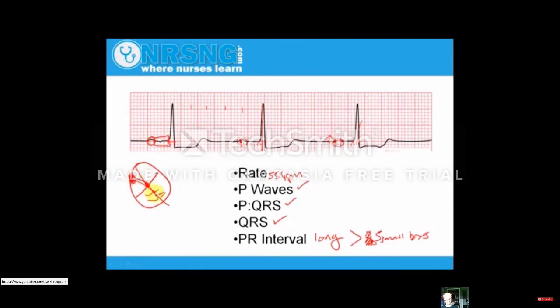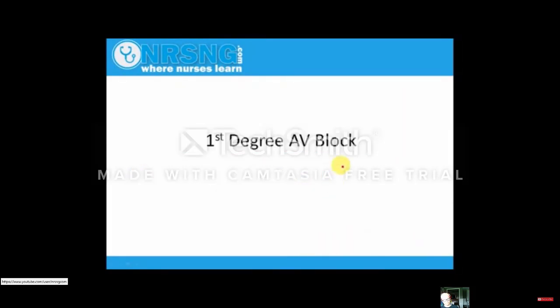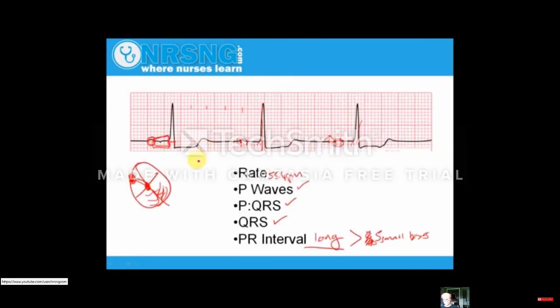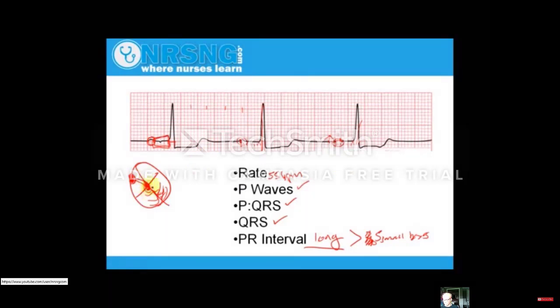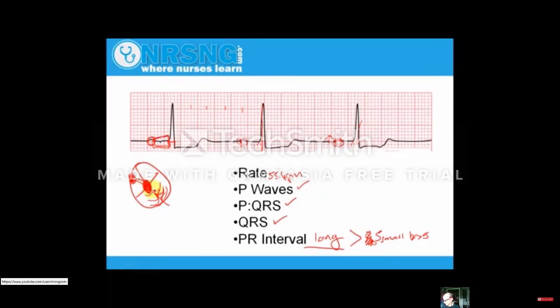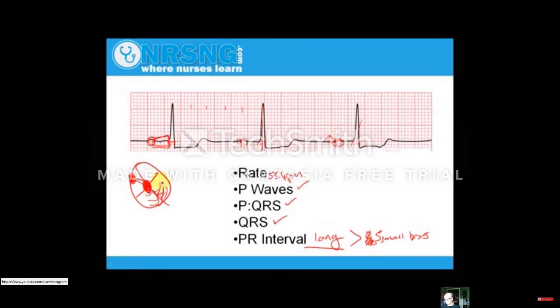So our rate is a little bit slow. P waves are normal, P to QRS is normal, QRS is normal, PR interval is long. So this tells us that we actually have a first degree AV heart block. Okay, so first degree block in our atrioventricular node. With your first degree AV block, you're going to see everything normal except your PR interval is going to be long. So that's why it's important to look at your PR interval. This isn't sinus brady because we are actually having a hold up here in our AV node as well.